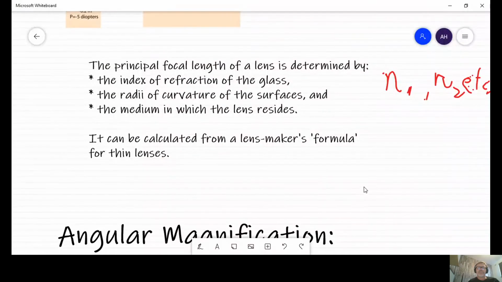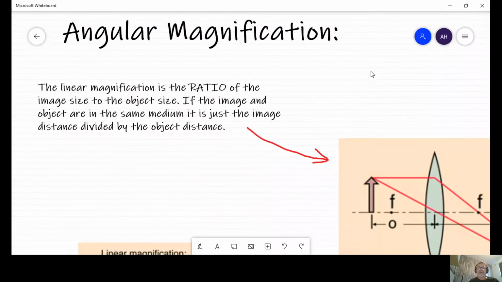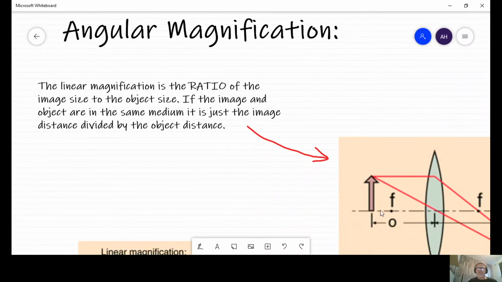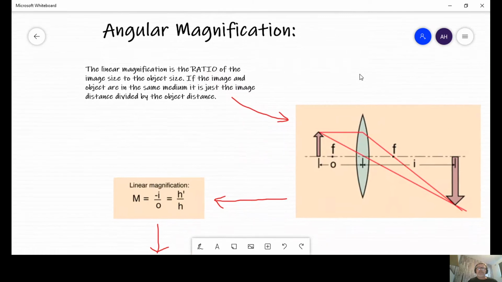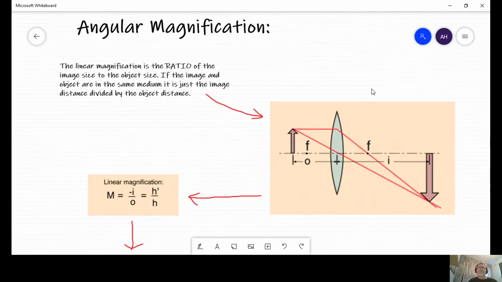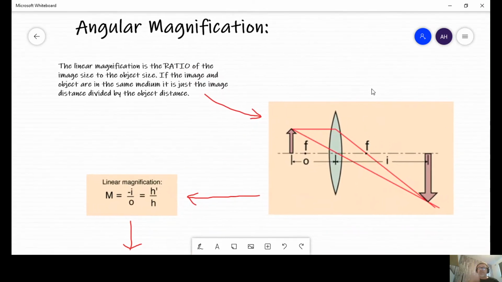Okay, what if we zip back over to the whiteboard again? I want to show you one last thing before we wrap up. So moving down, isn't this exciting? What about angular magnification? What if this time, instead of shining light through, I'm actually just going to have an image? So this is very much the stuff of using spectacles or telescopes or binoculars, right?